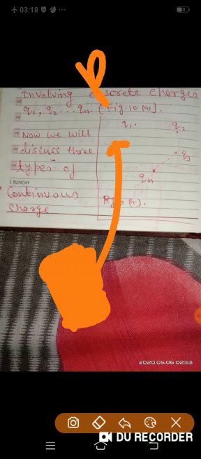This is the discrete charge distribution, but I told you about the continuous charge distribution, where in any region or area, charge is present everywhere. This is the charge, and at any point P I want to calculate the electric field. So this is the continuous charge distribution.